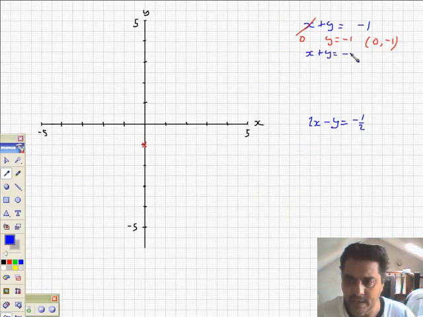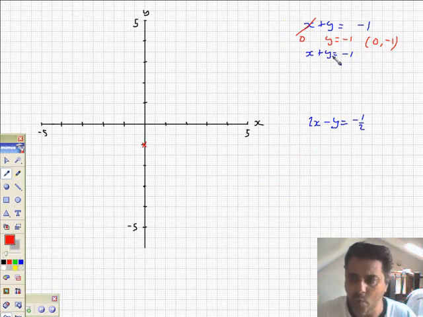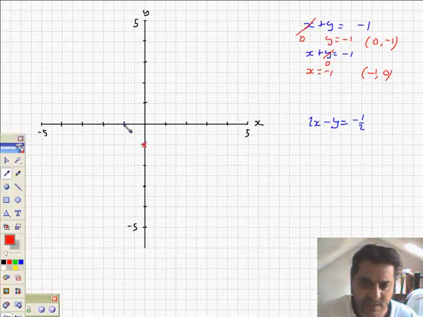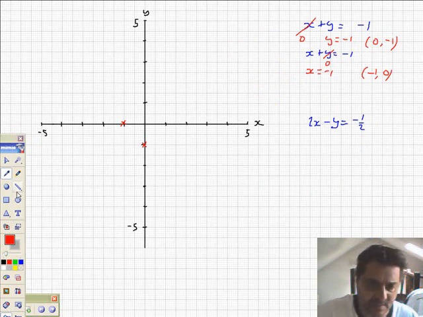X plus y equals minus 1. We're now going to make the y 0. Goodbye. So x equals minus 1. Coordinate minus 1, 0. Right there. And there's my lovely line.